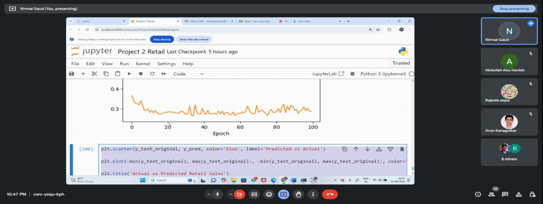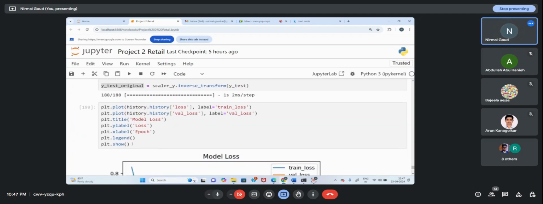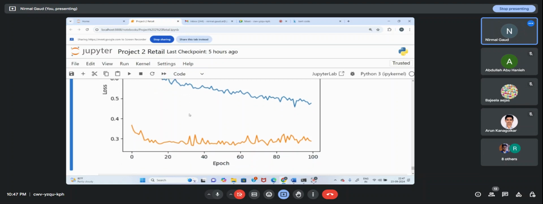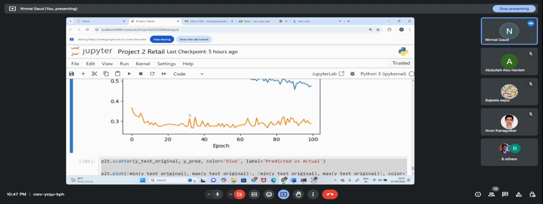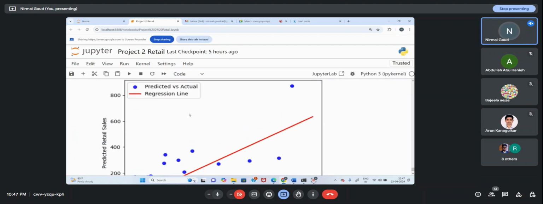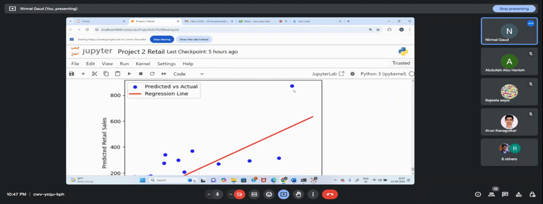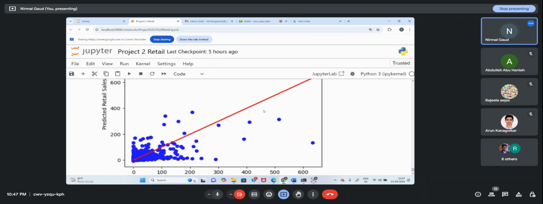Okay, so here I evaluated my model. This is my model evaluation. And this is my regression line, predicted versus actual. This is the good fit line. However, you can see how points are coming here. Okay, it doesn't matter. The variance is well explained.